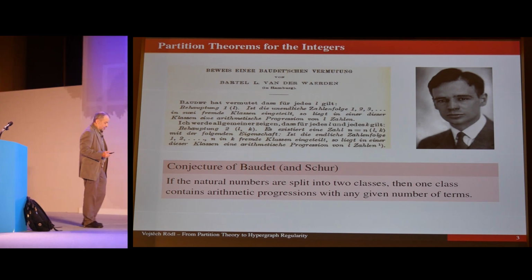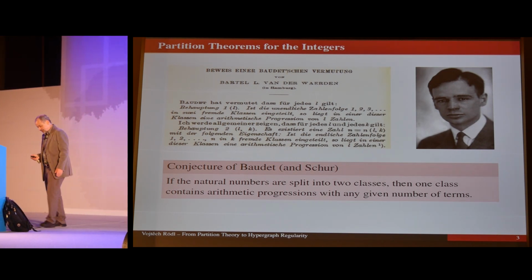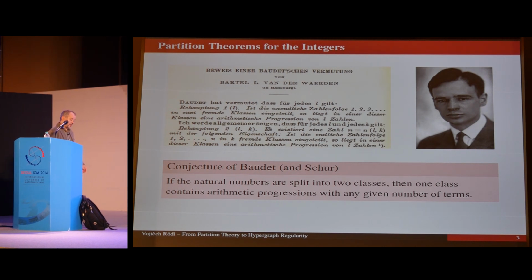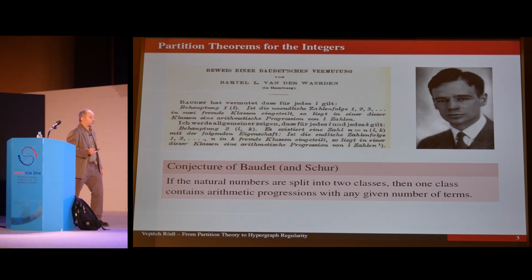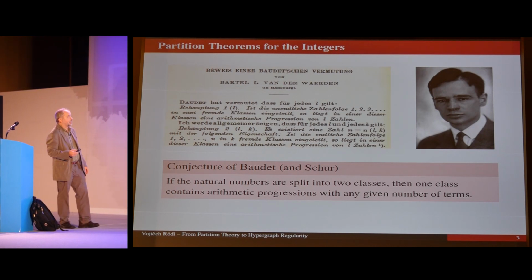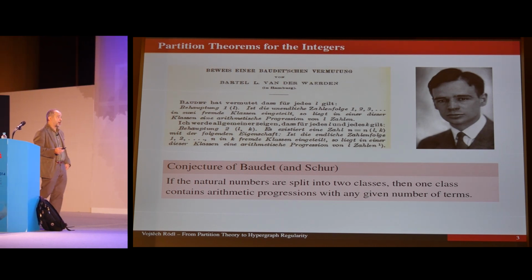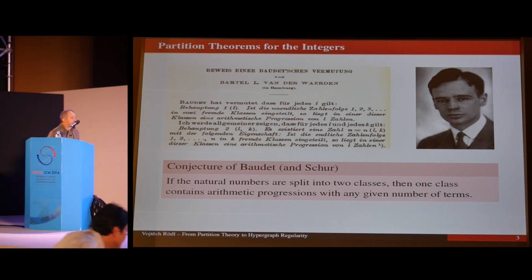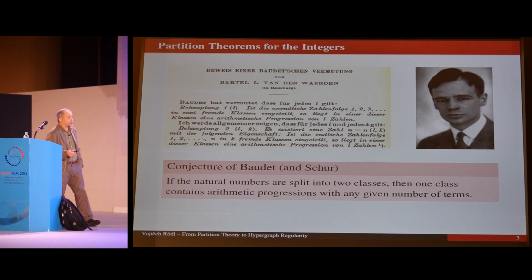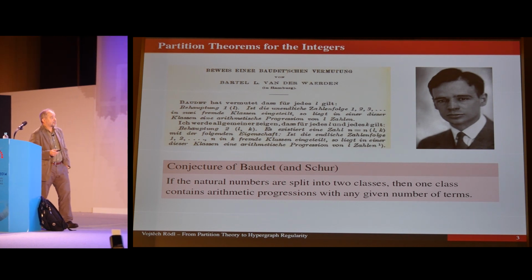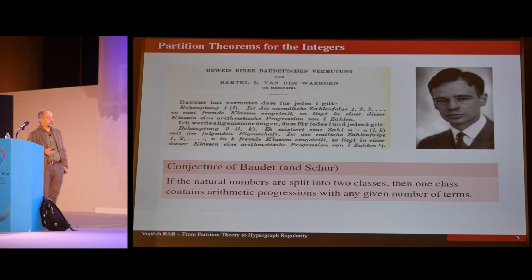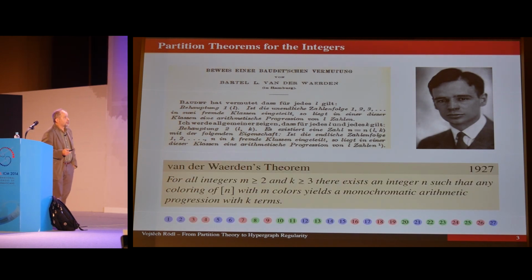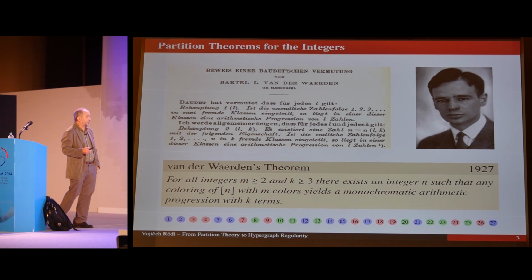Schur became interested in this type of question, apparently, and he asked whether a similar phenomenon happens also for arithmetic progressions. He, and independently Baudet, conjectured that the following is true. If the natural numbers are split into two classes, then one class contains an arithmetic progression with any given number of terms. And this conjecture was solved by van der Waerden.